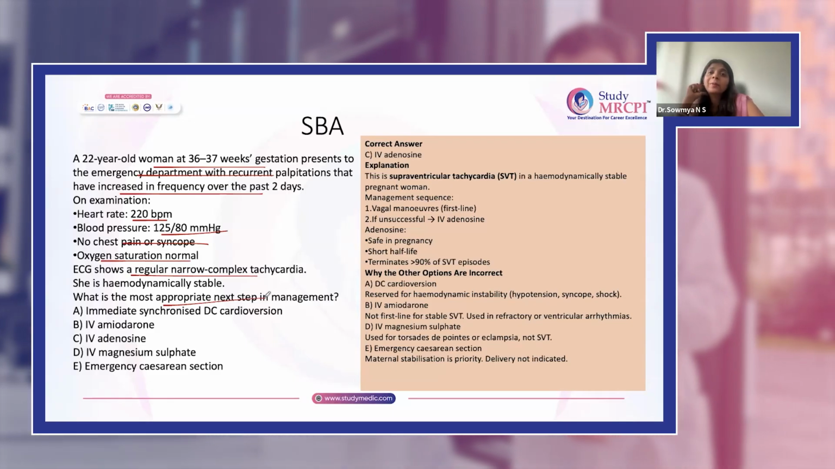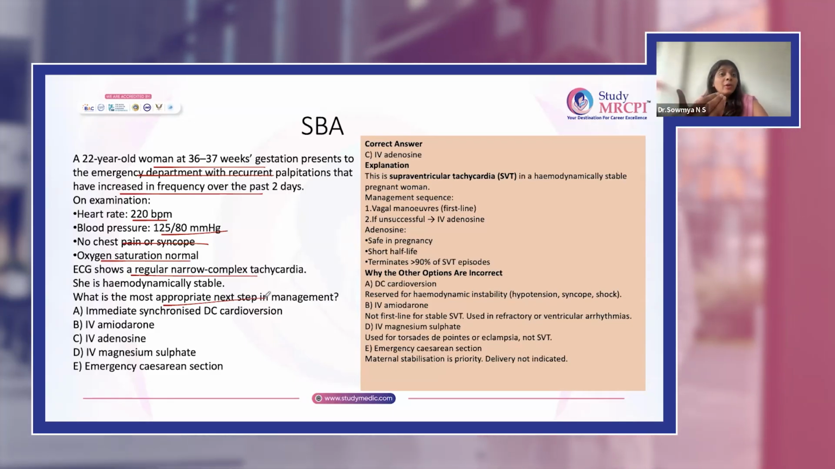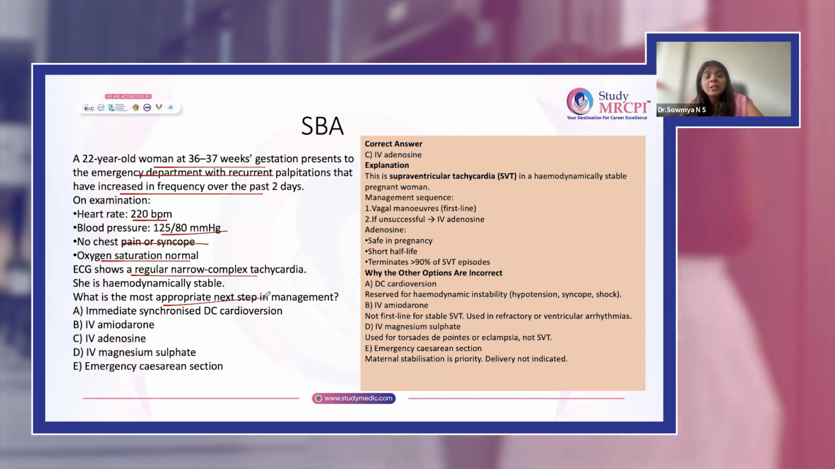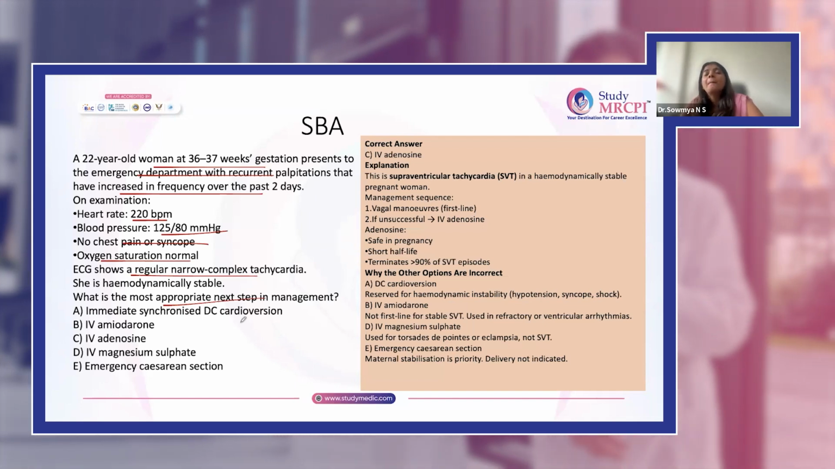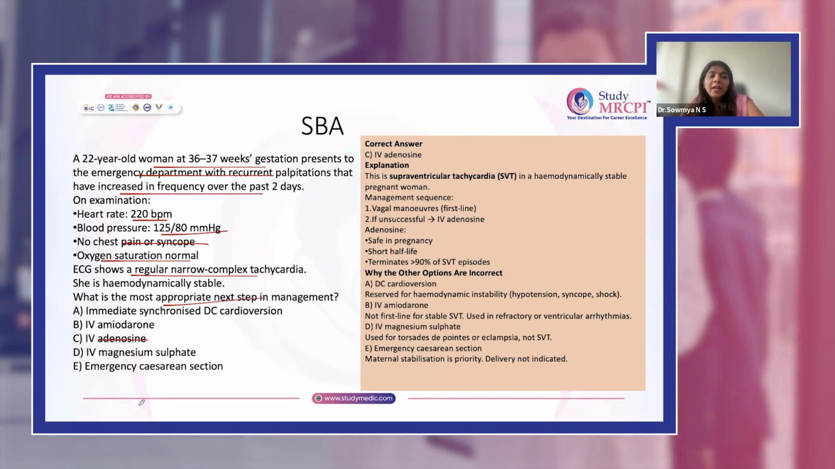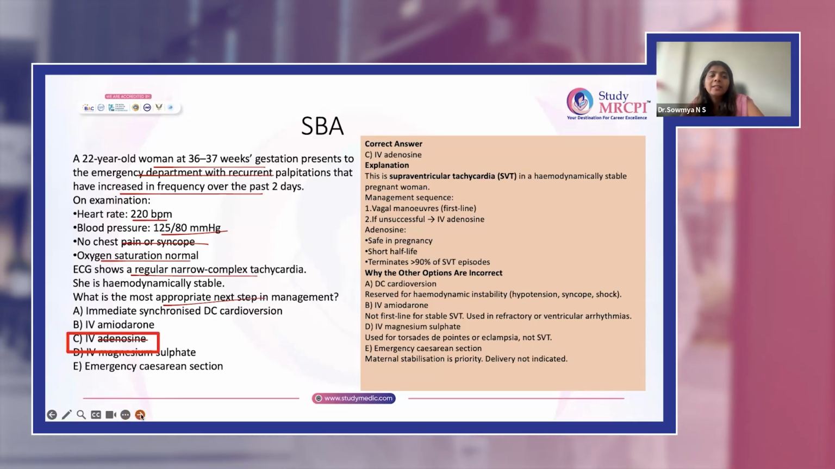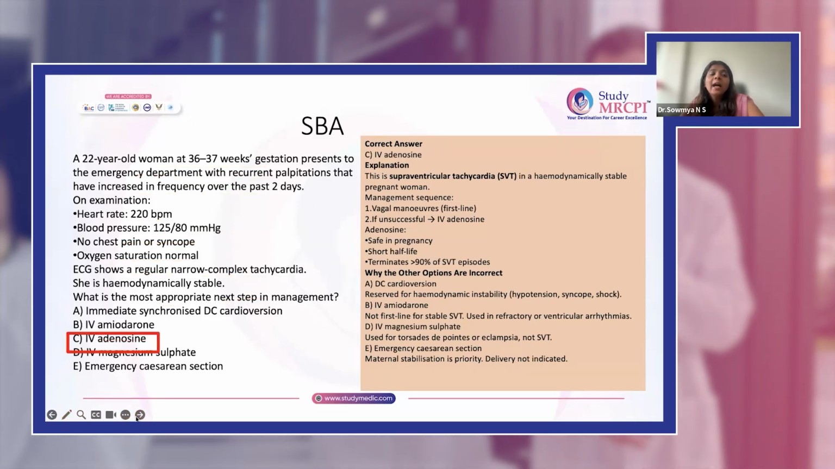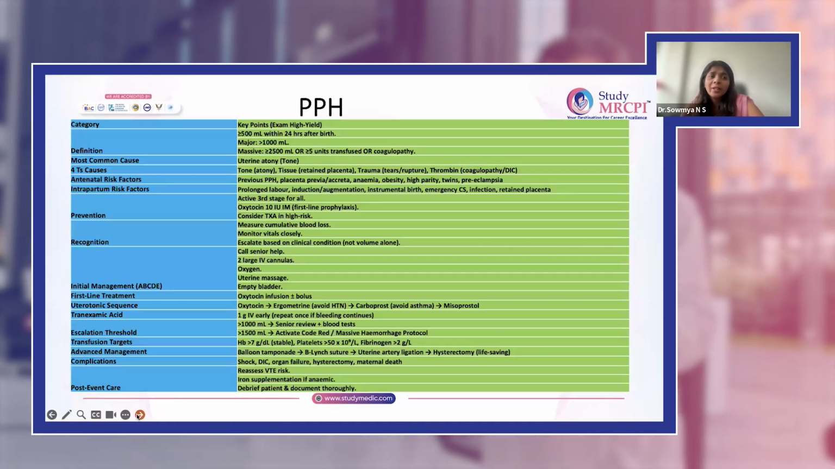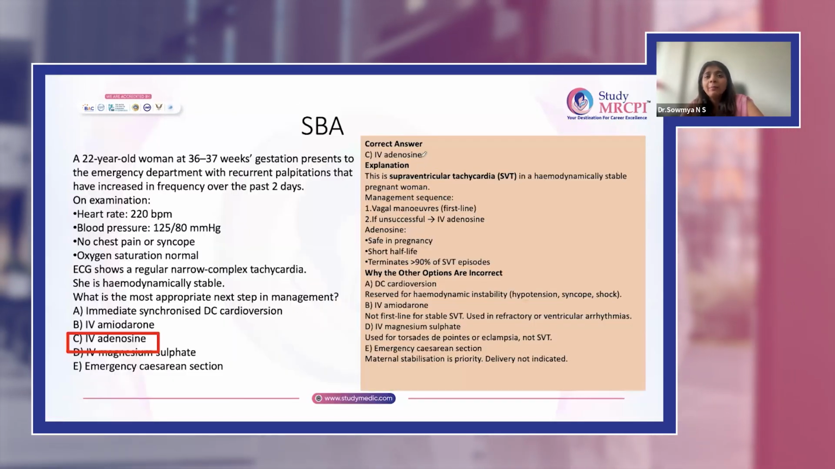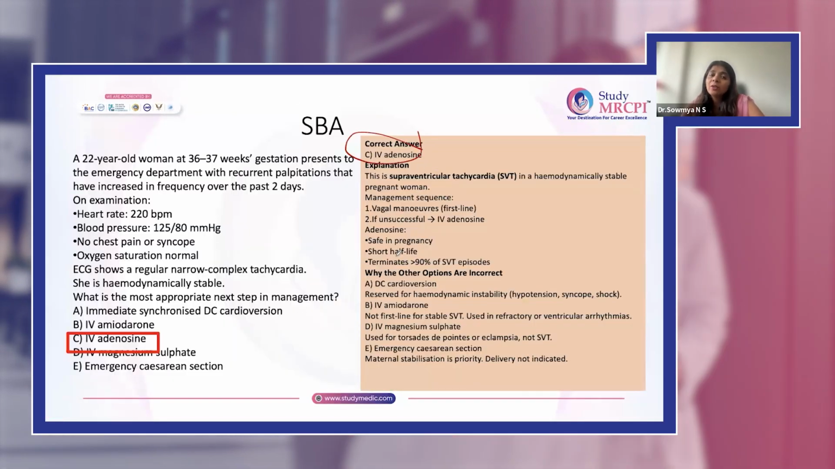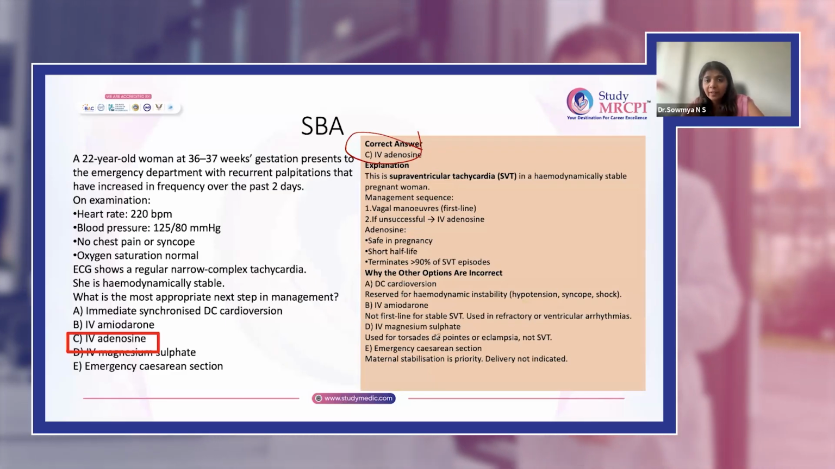Okay, so that could be the first line, but because the heart rate is 220, you go for medication, which could be IV adenosine. Okay, so that's the reason you have to be analyzing. Of course, they don't give the ECG. This is purely for your help. So IV adenosine could be given for supraventricular tachycardia.